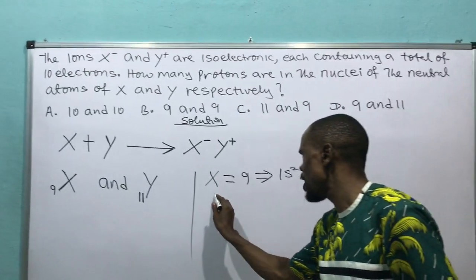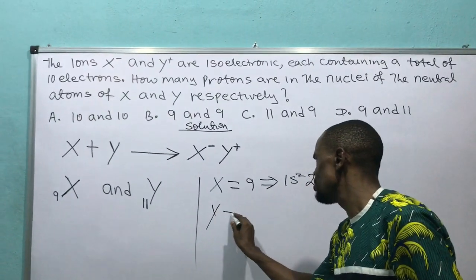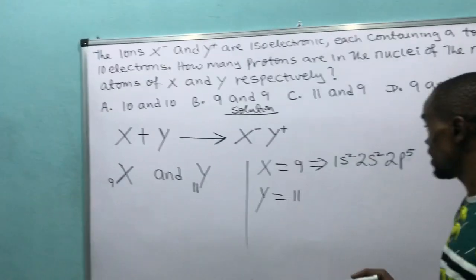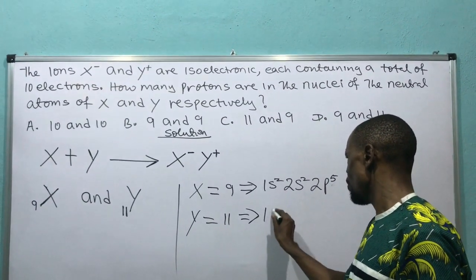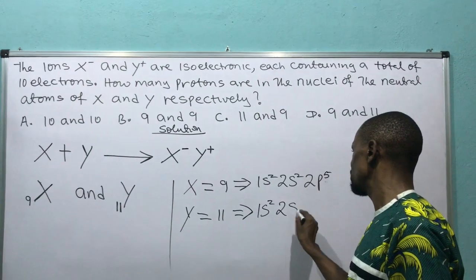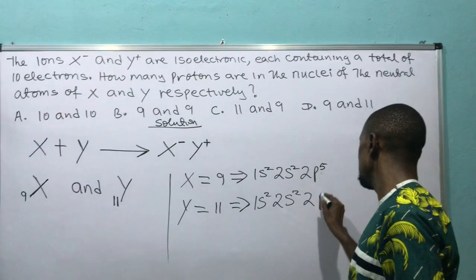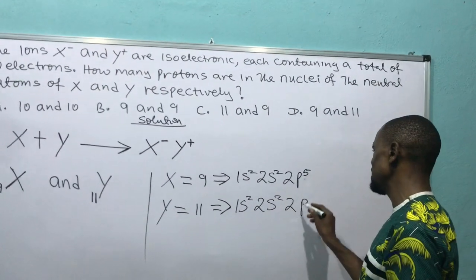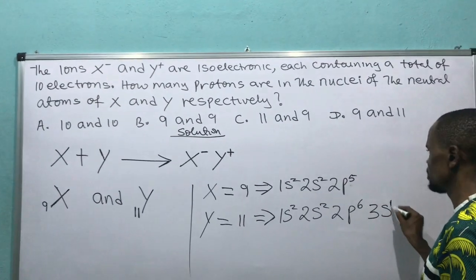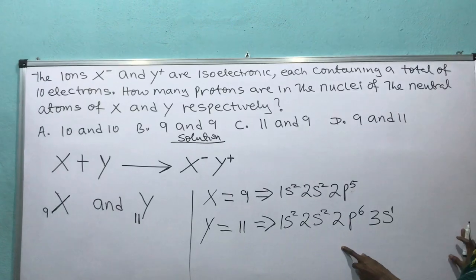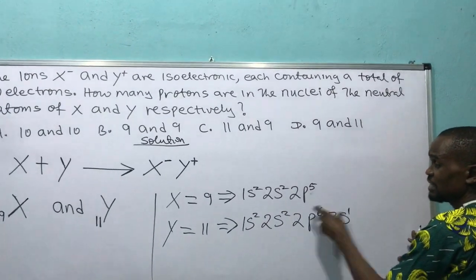Then for Y, I have 11 before the reaction, and that implies 1s2, 2s2, 2p6, and 3s1. This is the state of Y before the reaction. If you check it, this is 10, this is 11.